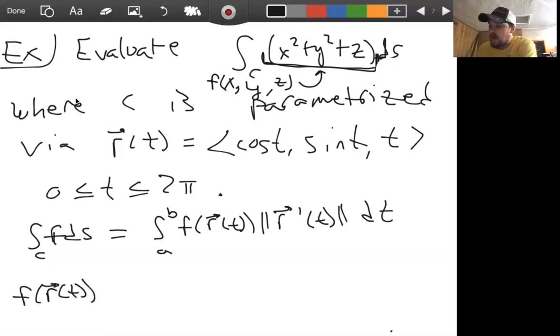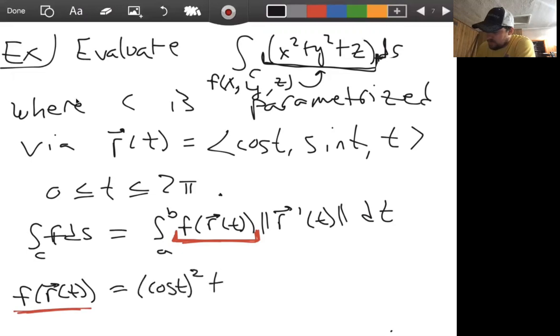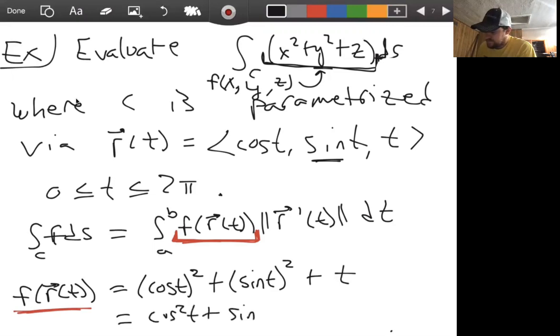When I'm solving these problems, I like to figure out what each piece is and then plug it all back in. You certainly don't have to do that if you don't want to, but that's what I like to do. So let's find f of r of t first. The x component is cosine t, so this is cosine t quantity squared plus sine t quantity squared, and then plus z, which is t. You'll see this becomes cosine squared plus sine squared plus t, which is 1 plus t. So f of r of t is 1 plus t.